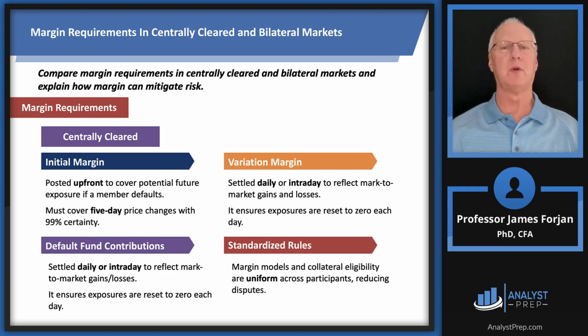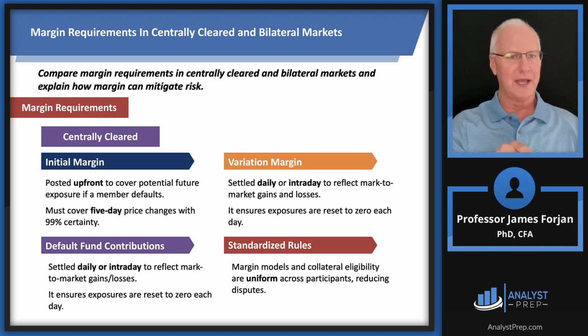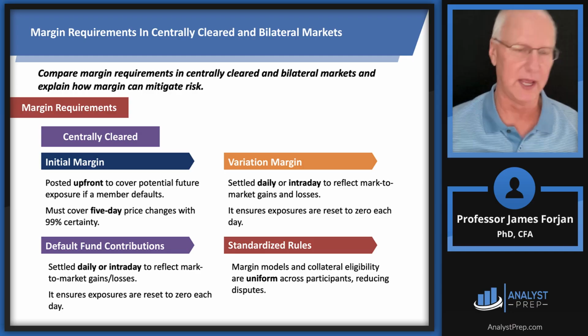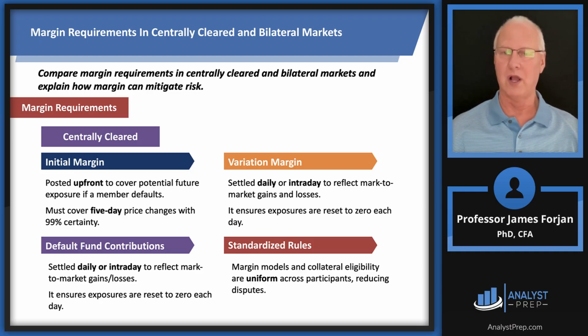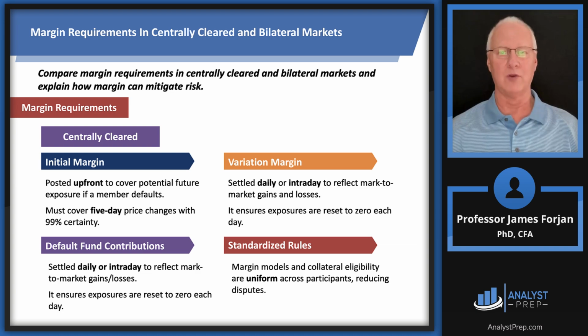All right, difference between margin requirements in central clearing and bilateral clearing. Let's start with the central clearing. The initial margin, that's just the buffer. Now look there in that second point, must cover 5-day price changes with 99% certainty. Now, although this chapter doesn't talk at all about value at risk or expected shortfall, this could be a potential link between this chapter and all of those other chapters. So we've got the initial margin and then the variation margin. That's just a requirement of hitting the margin call.